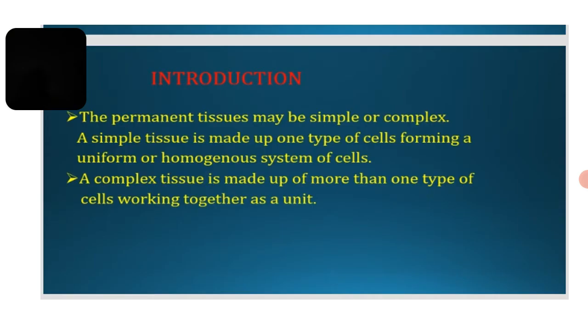So next, introduction to the complex tissue. The permanent tissues may be simple or complex. A simple tissue is made up of one type of cells forming a uniform or homogeneous system of cells. A complex tissue is made up of more than one type of cells working together as a unit.